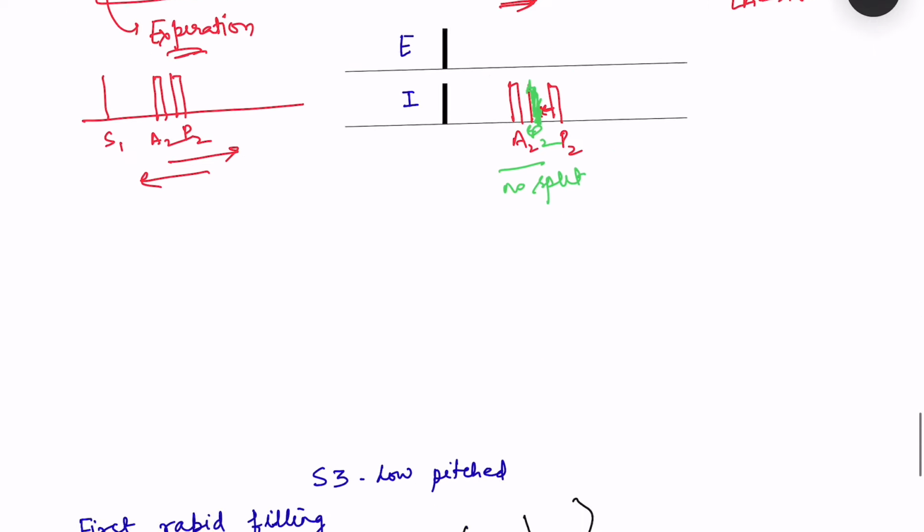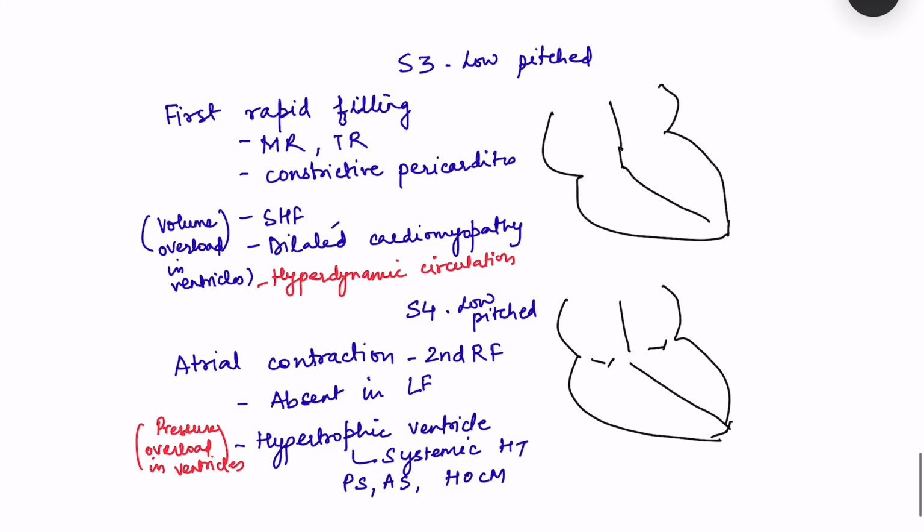Now moving on to the last part, that is S3 and S4. As I told you before, S3 is a low pitched and S4 is also a low pitched sound. S3 occurs during the first rapid filling of the ventricles, that is the sudden gushing of blood from the atrium to the ventricles as the AV valves open. So whatever blood is there in the atrium, it suddenly gushes into the left ventricle. Normally it is seen in children and young athletes. And when will it increase? It will increase in case of mitral regurgitation and tricuspid regurgitation.